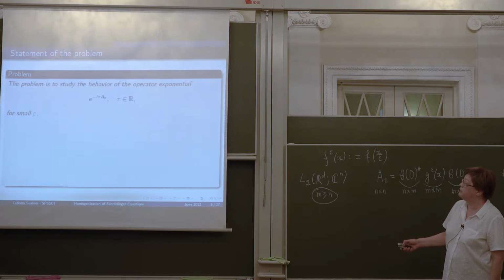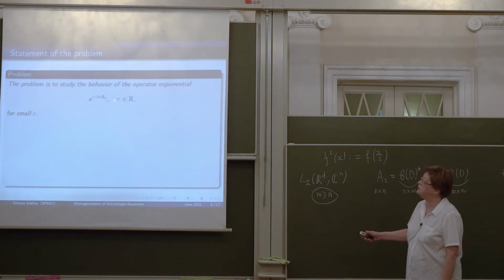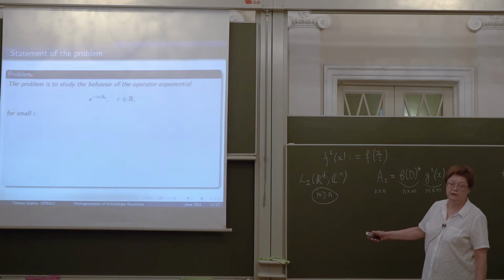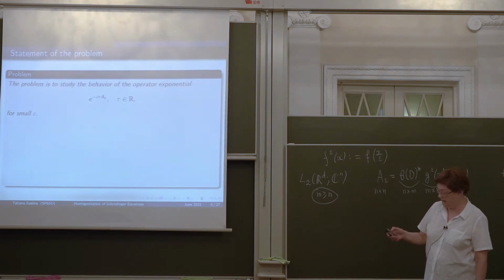What is our problem? We wish to study the behavior of the operator exponential for A epsilon. Tau is a real valued parameter. It is time. We wish to study the behavior of this exponential for any tau and for small epsilon.